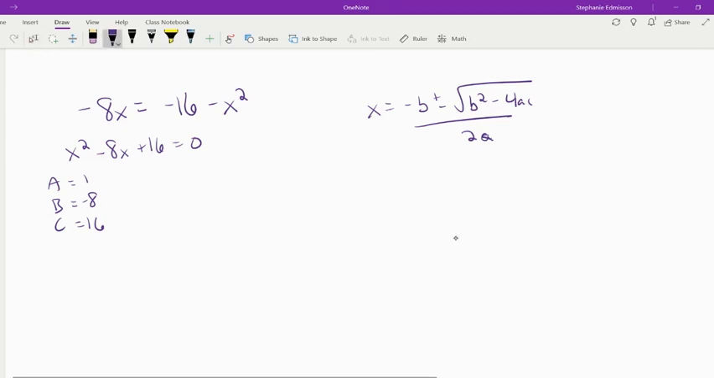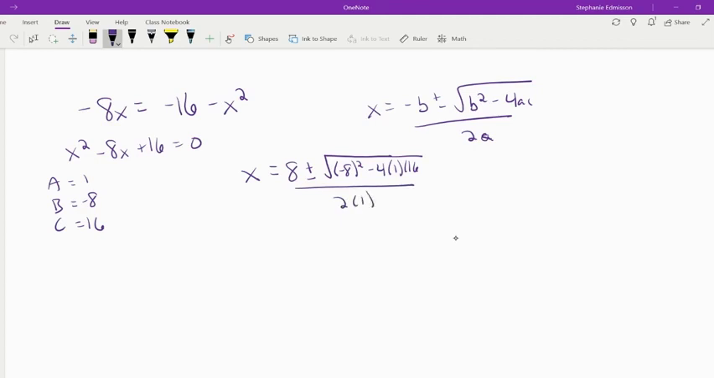All right, so now let's plug in values. We don't know x. I don't see x listed over here, so I just keep writing x. x equals negative b, or opposite b. Well, b here is negative, so I know I'm going to write a positive 8, plus or minus square root of b squared, negative 8 squared, minus 4 times a times c, over 2 times a.